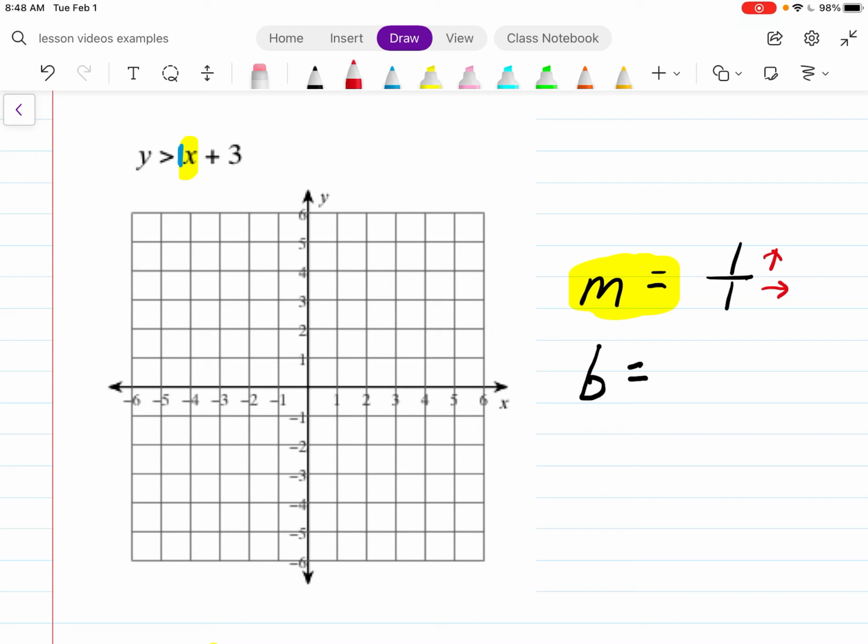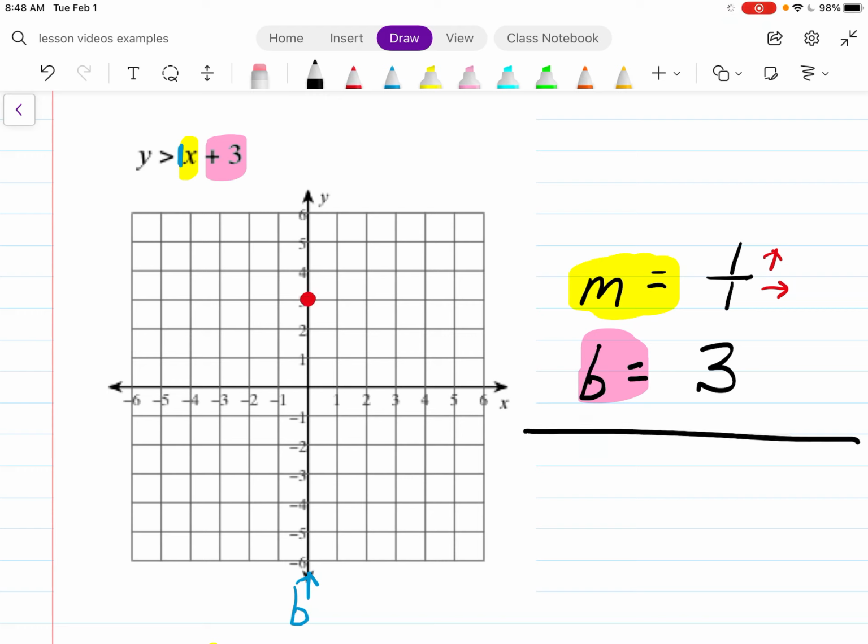Our y-intercept is always going to follow the x, or not attached to the x. In this case, it's plus 3, which tells us that our y-intercept is positive 3. So on our y-axis, our y-intercept is going to be positive 3.